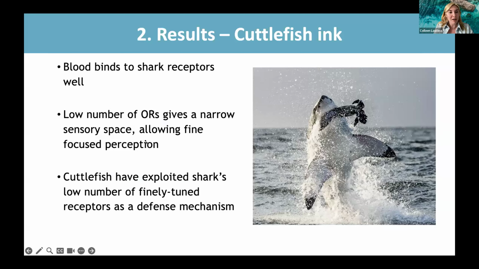So just to summarize some of my results, I found that blood binds really well to shark receptors. Sharks have a low number of olfactory receptors. However, this gives a narrow sensory space, allowing fine focused perception. However, it's that perception that cuttlefish have exploited: sharks' low number of finely tuned receptors as a defense mechanism.